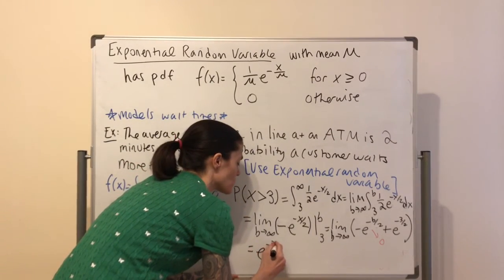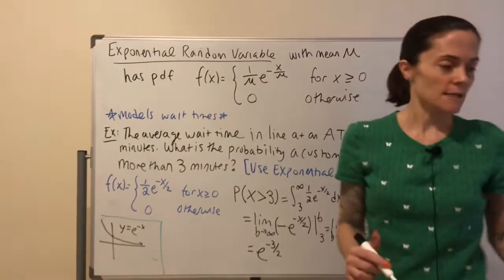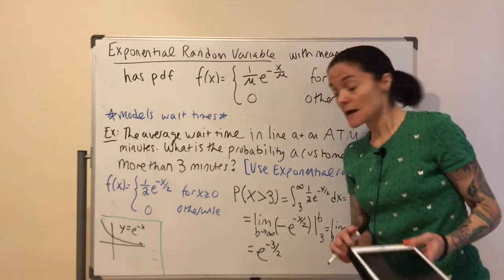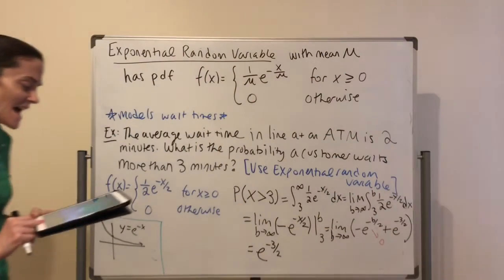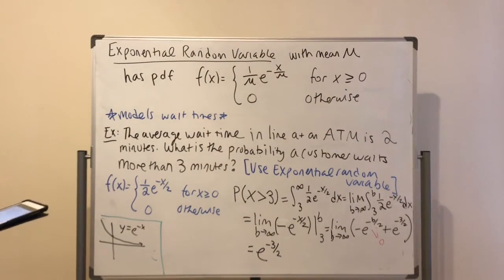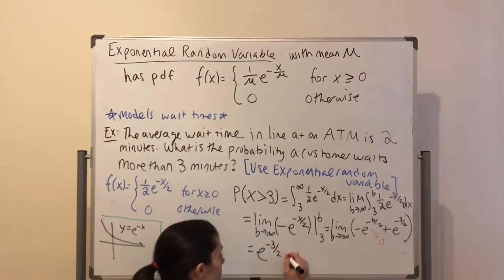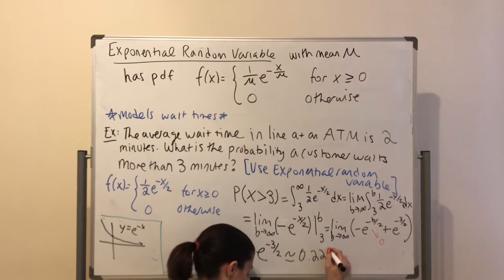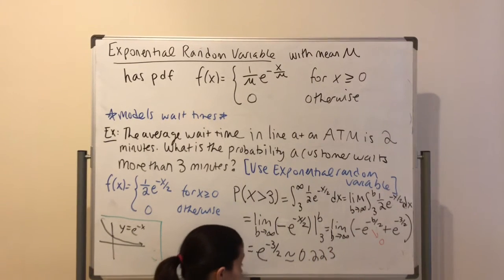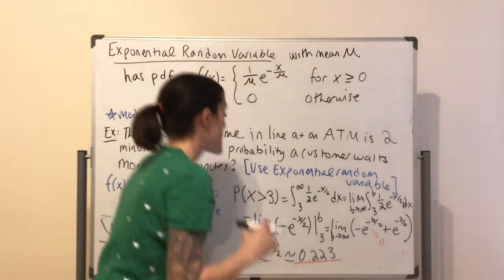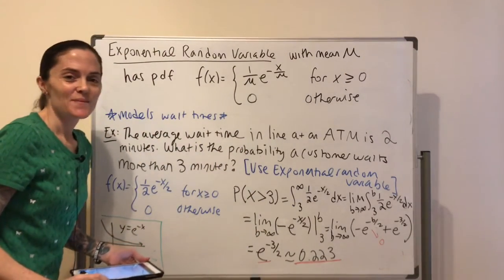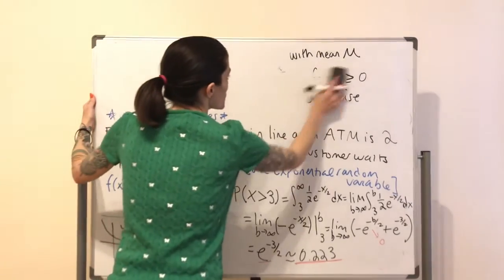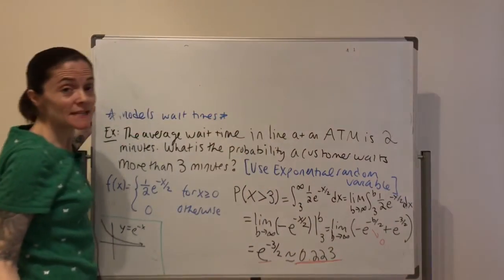e to the minus 3 over 2. Now the question is, let's see what this is exactly, this better be a number between 0 and 1. And in fact, in my calculator I have this as 0.223. So this is the probability, approximately, that the customer will wait more than 3 minutes to use this ATM. We will show the mean is in fact 2 using the definition of the mean.